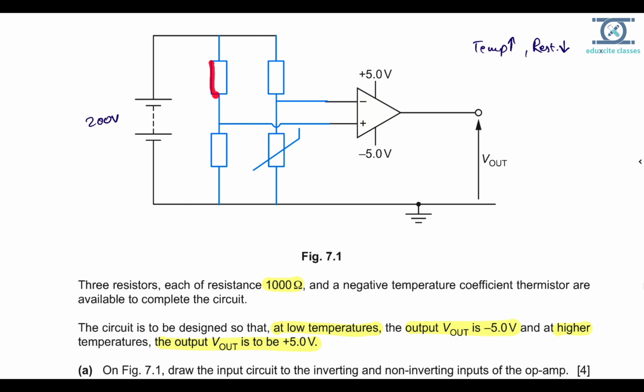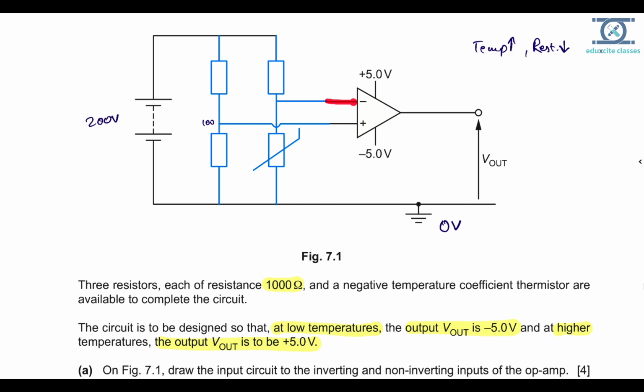So these are 1000 and 1000. The potential difference here will be 100 volt. The 100 will be dropped here. This is at 0 volt. Earthing is done, so it is at 0 volt. So the potential at the non-inverting input is 100 volt.